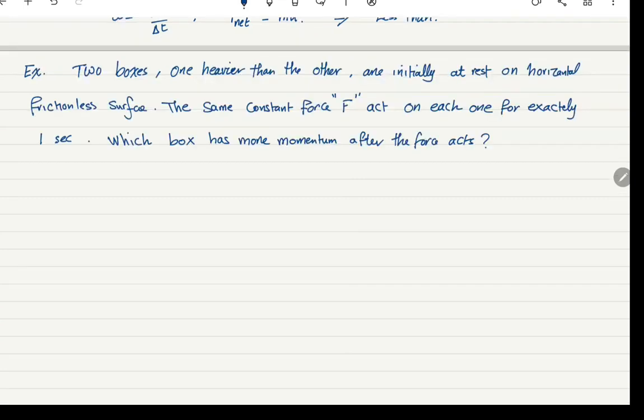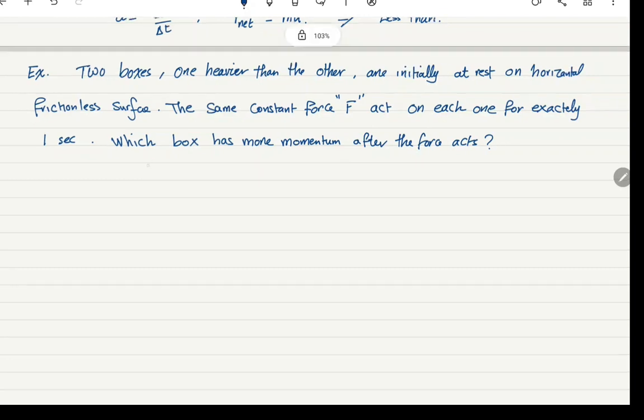Two boxes, one heavier than the other, are initially at rest on a horizontal frictionless surface. The same constant force F acts on each one for exactly 1 second. Which box has more momentum after the fall?